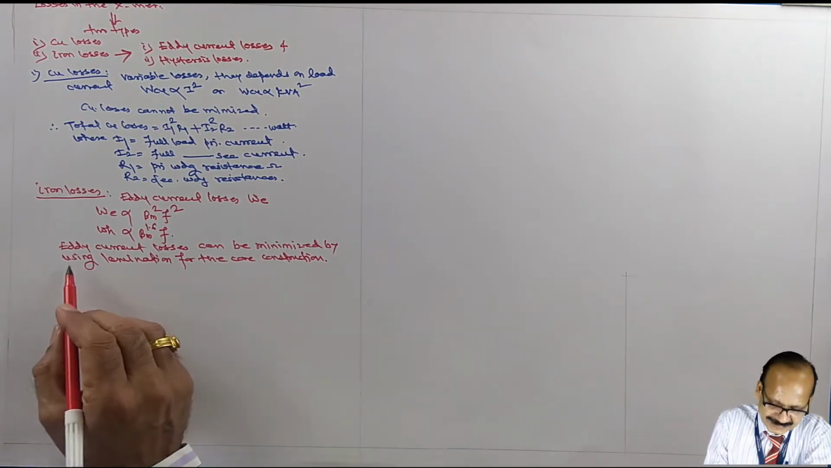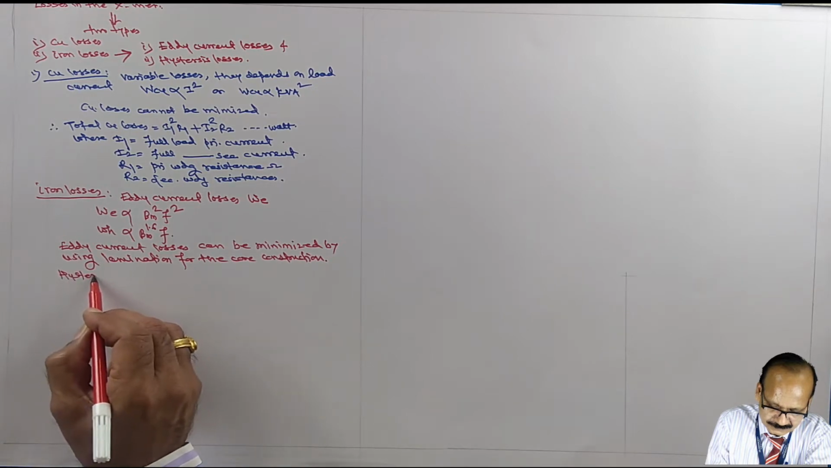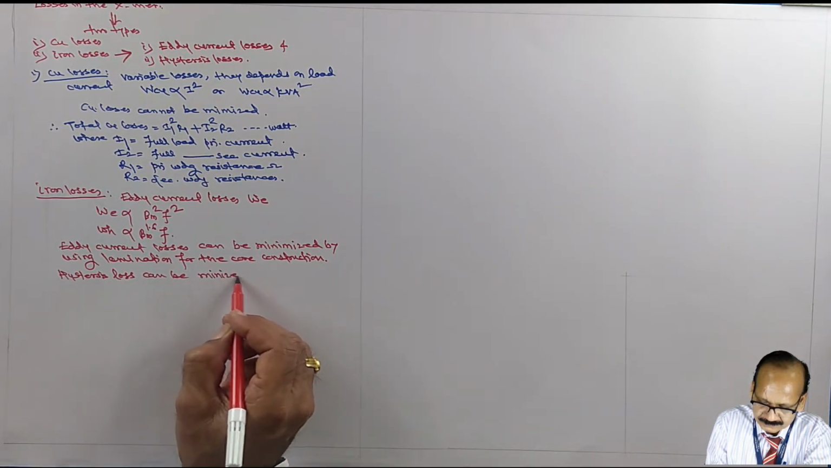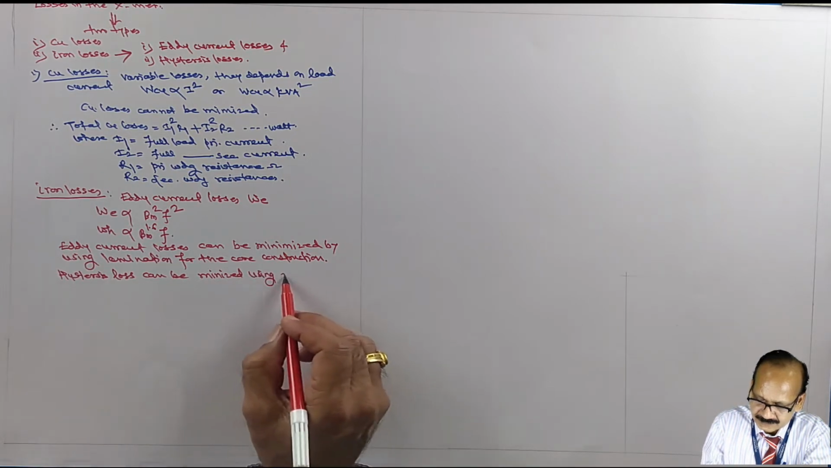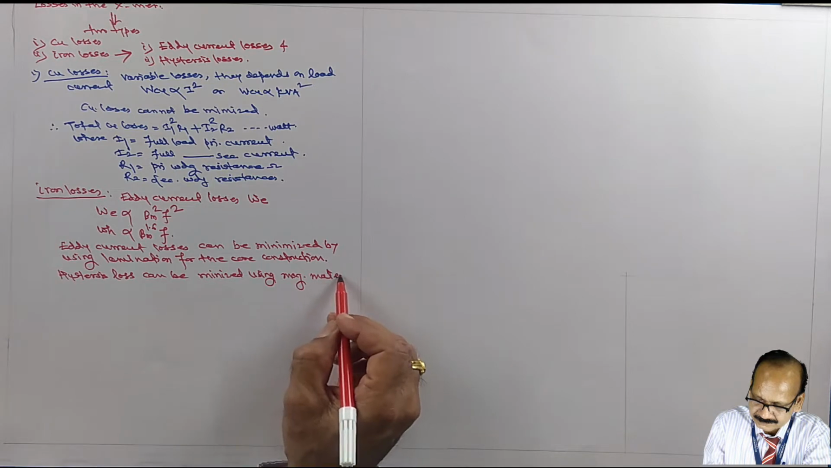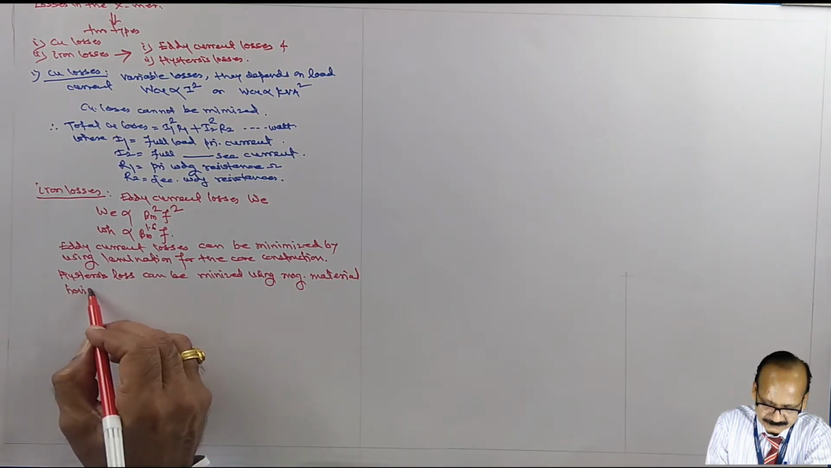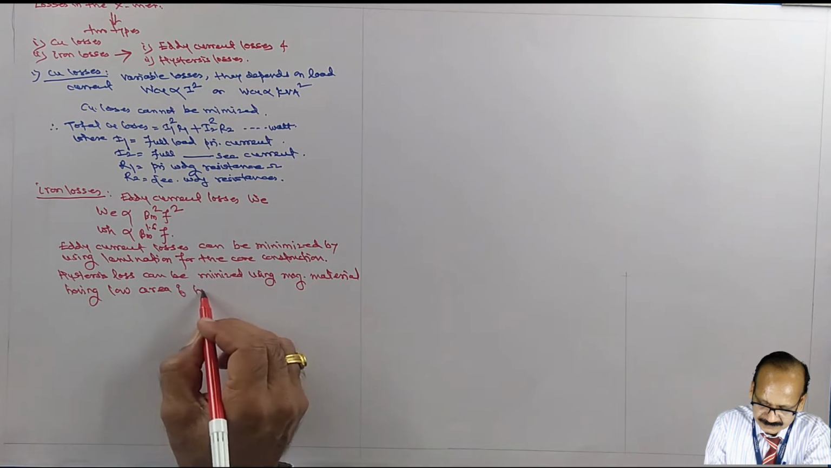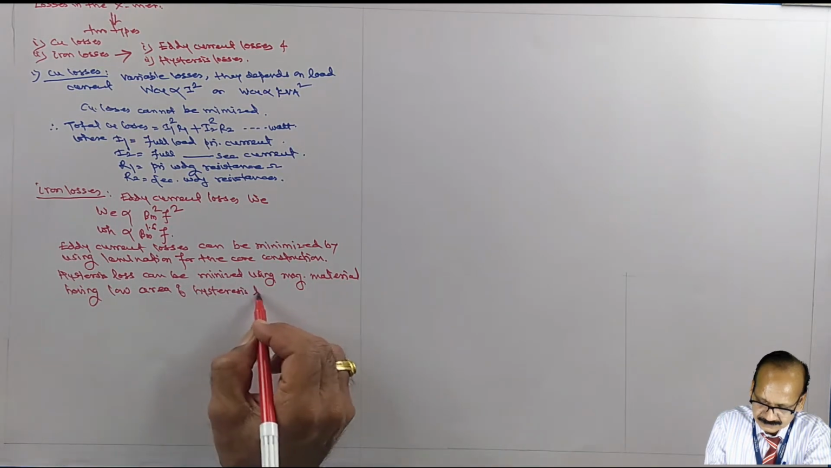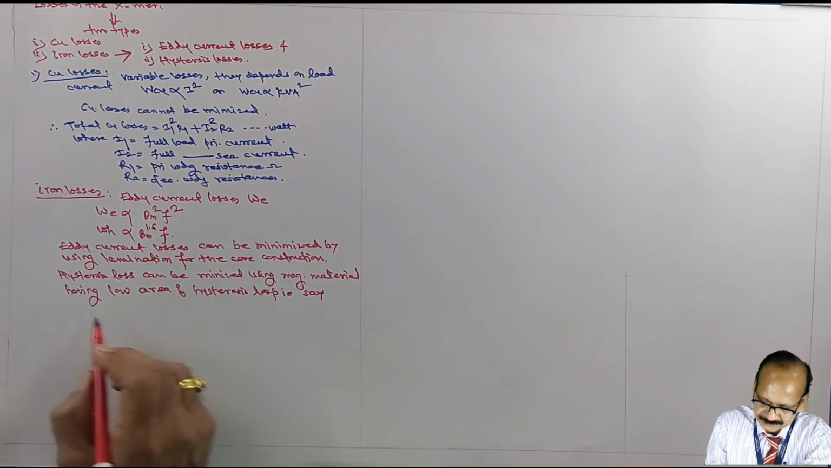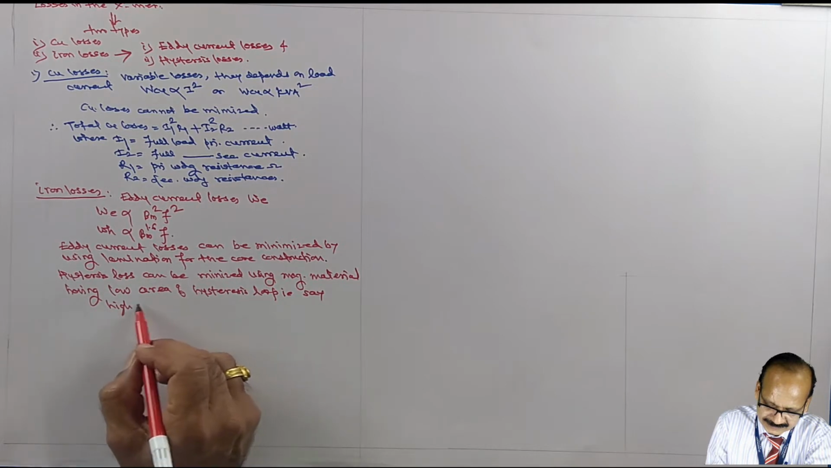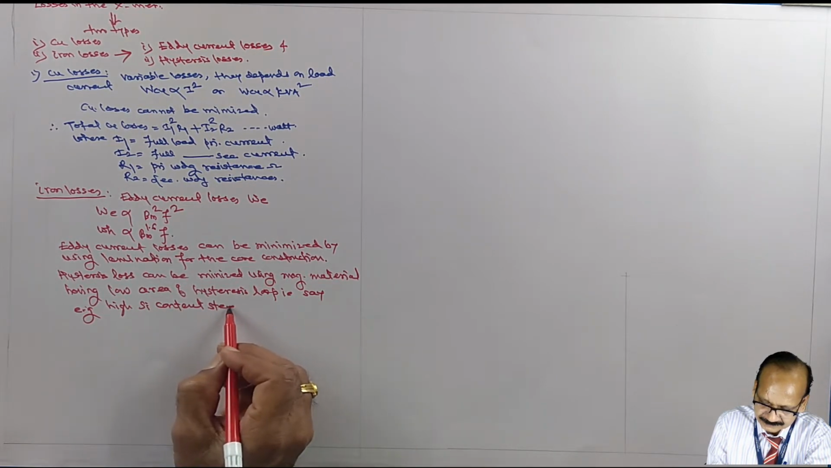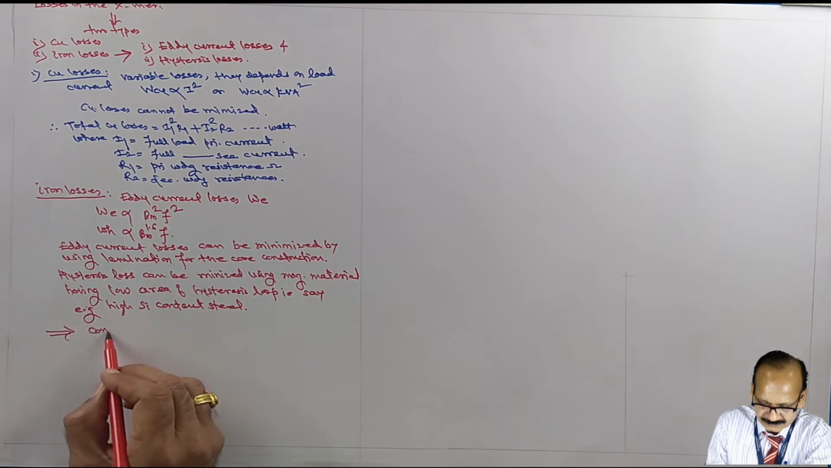Then hysteresis loss can be minimized using magnetic material having low area of hysteresis loop, that is, say high silicon content steel. They are also known as constant losses.